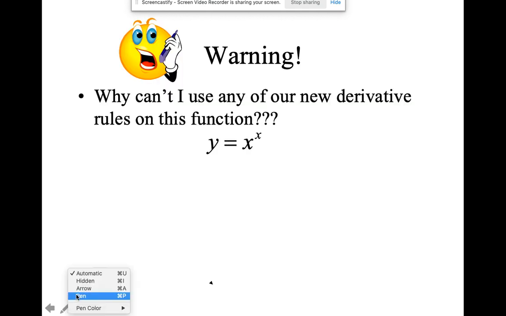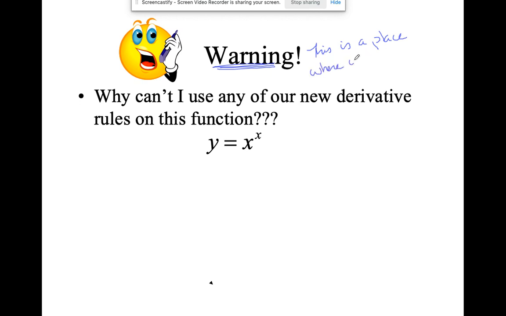All right, here, warning, warning. This is a place where you can lose a lot of points. You can give away points, and you don't want to give away points. This is another one of those places where follow-through points don't happen. So I want you to think about the difference in this versus this.